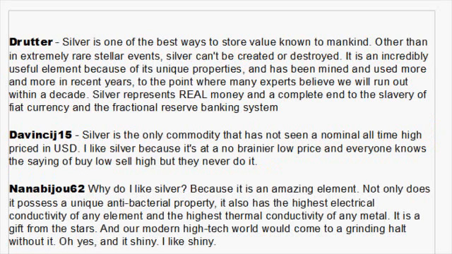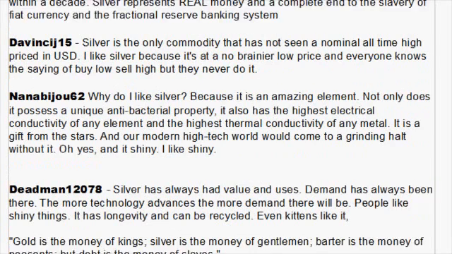Going through some of the comments on silver, Dreader states, silver is one of the best ways to store value known to mankind. Other than in extremely rare stellar events, silver can't be created or destroyed. It is an incredibly useful element because of its unique properties and has been mined and used more and more in recent years to the point where many experts believe we will run out within a decade. Silver represents real money and a complete end to the slavery of fiat currency and the fractional reserve banking system.